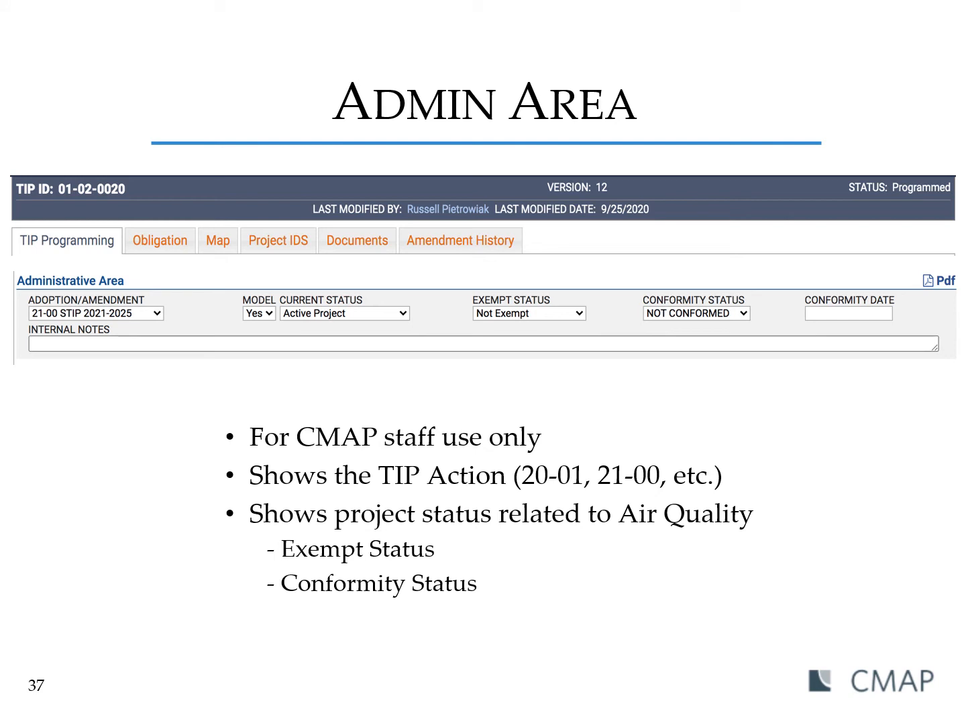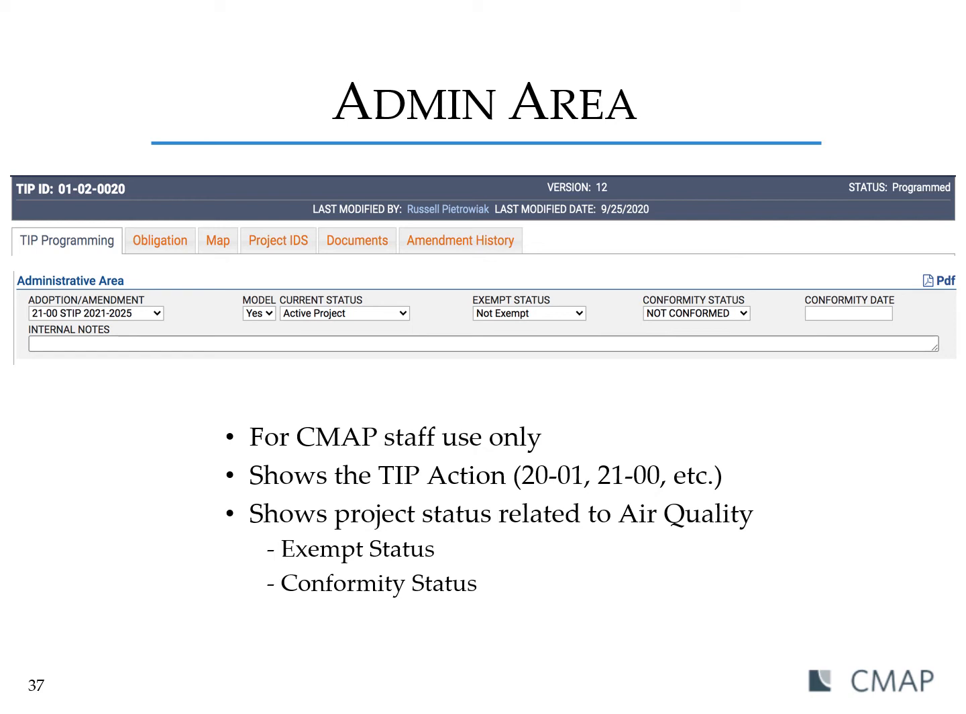So the TIP programming form must be completed for each project, and it consists of the 6 tabs you see on the screen here. In this section, we're just going to step through the first tab, which is the TIP Programming tab. As PLs, you are the first point of contact for project sponsors and responsible for updating projects in the eTIP database.